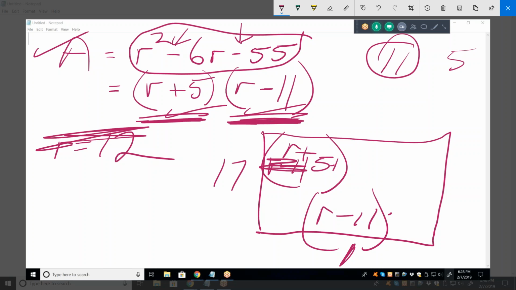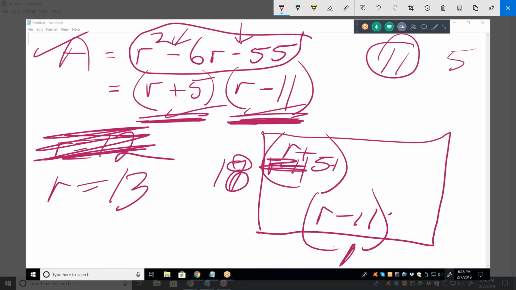Well, what else could r be? r could be 13. And if r is 13, this is going to be 18 times 2. It's going to be a bigger rug. So this quadratic that they give you for the area does not tell you how big that rug is. It just tells you that it's the product of r plus 5 times r minus 11. So the only thing it really tells you is that r has to be greater than 11.